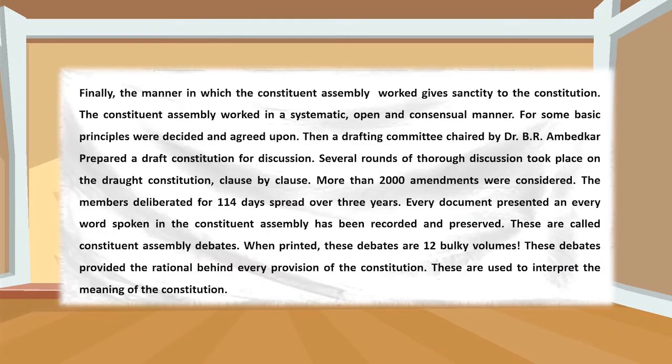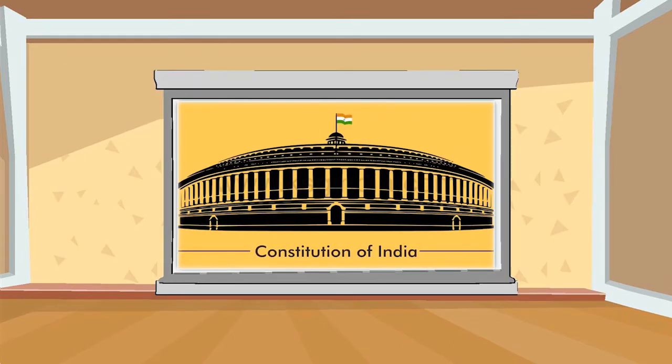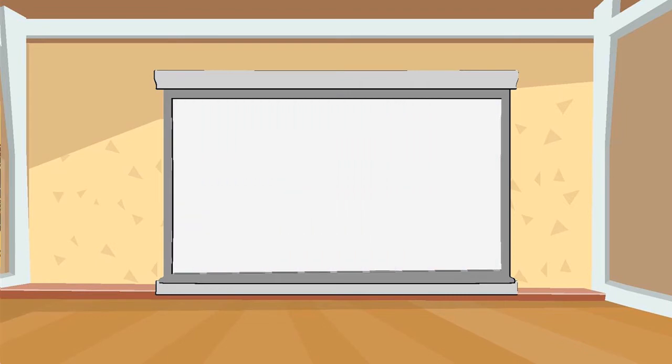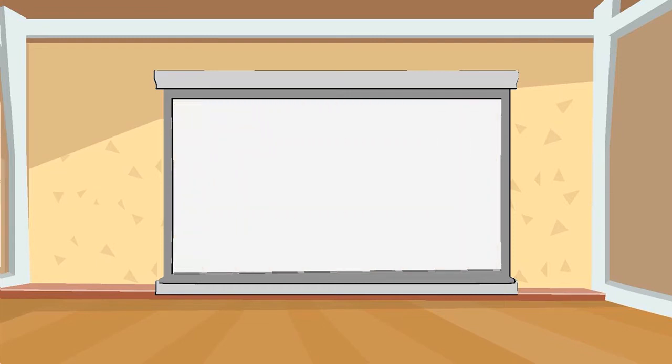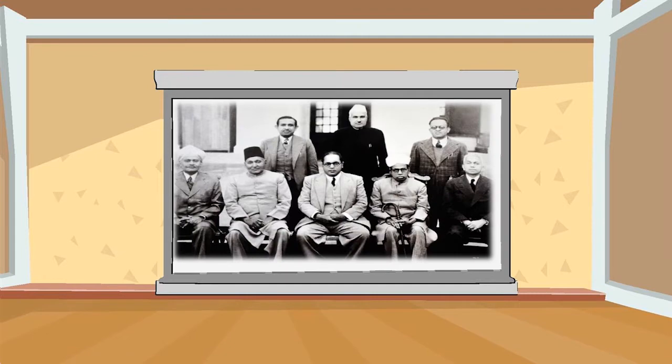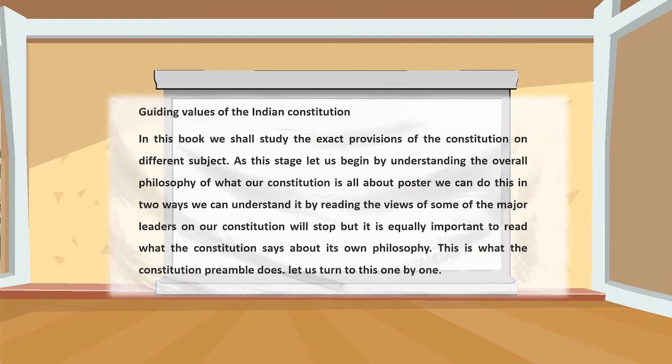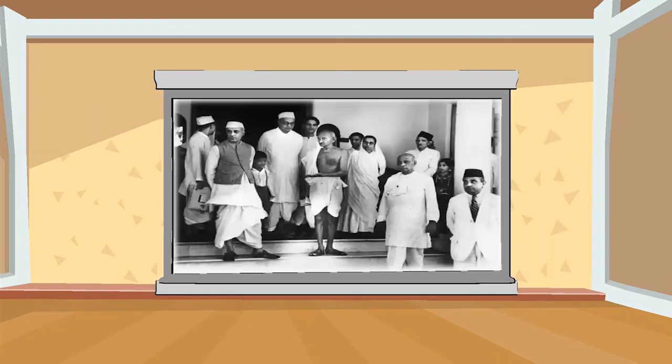This paragraph gives us information on all the effort the members of the Constituent Assembly took to build the Indian Constitution. The following paragraph gives an insight on the guiding value of the Indian Constitution. We will also understand the exact provisions of the Constitution on different subjects. Before we begin digging deep into the Indian Constitution, it is important to understand the basic overall philosophy on which our Constitution stands strong.